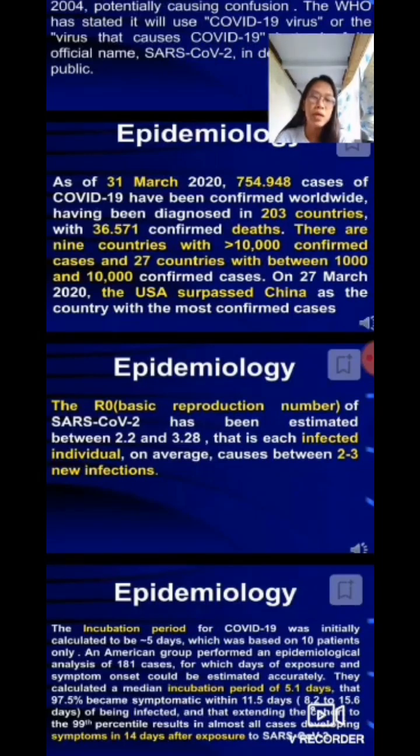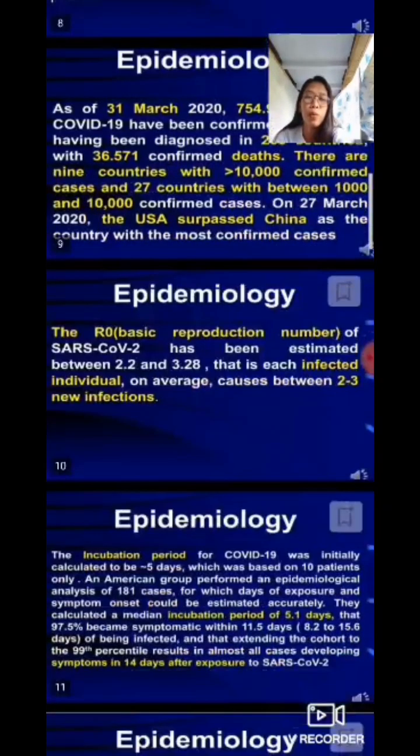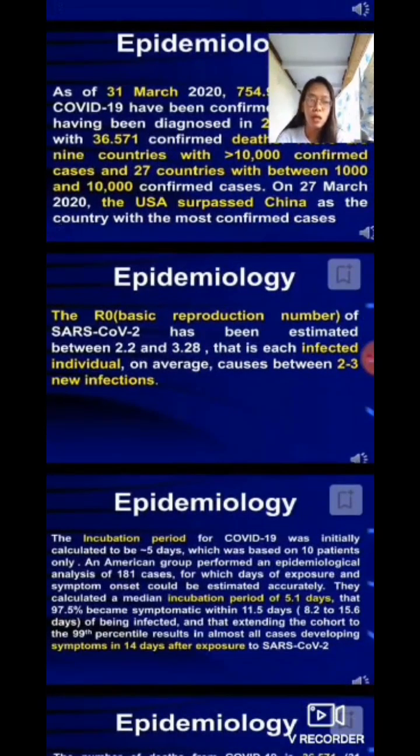The basic reproduction number, or R0, of SARS-CoV-2 has been estimated between 2.2 and 3.28. That is, each infected individual on average causes between 2 to 3 new infections. The incubation period for COVID-19 was initially calculated to be 5 days, which was based on 10 patients only.